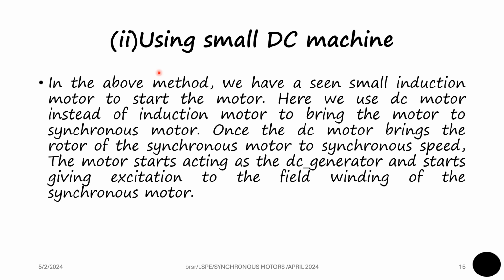Another method used for starting the synchronous motors is by using small DC machines. Here we use a DC motor instead of an induction motor to bring the motor to the synchronous speed. Once the DC motor brings the rotor of the synchronous motor to the synchronous speed, the machine starts acting as a DC generator and starts giving excitation to the field winding of the synchronous motor.